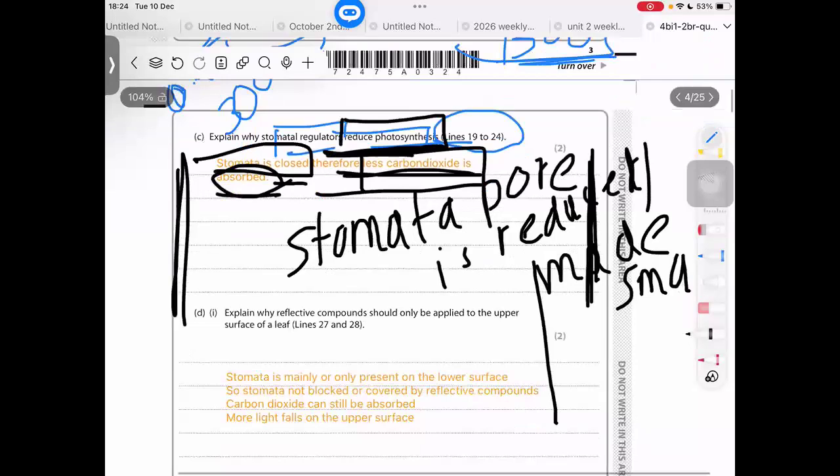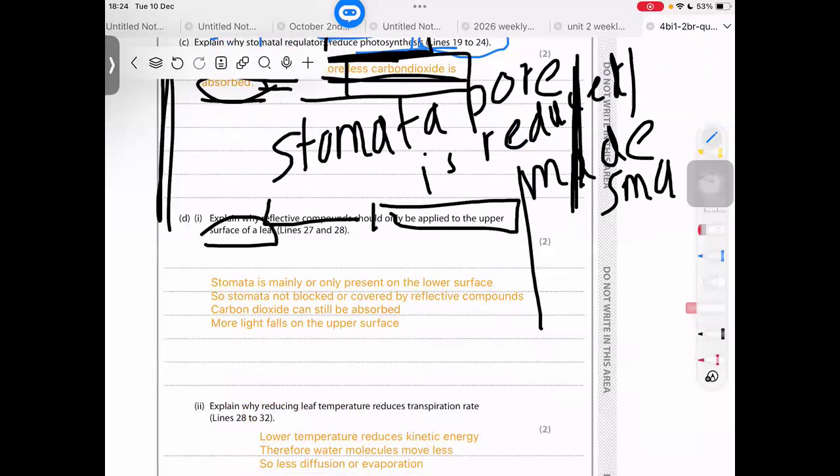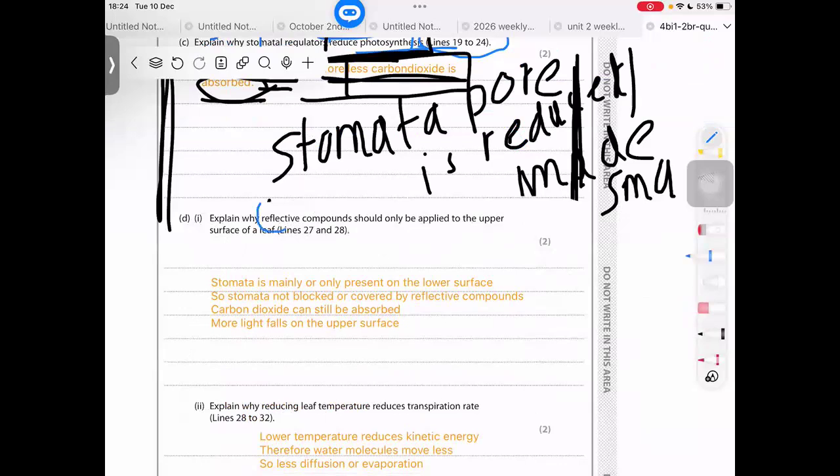Okay, right. Let's go to D1. Here they have asked, explain why reflective compounds should only be applied to the upper surface of a leaf. Now, it's not a hard question. They just have given us a new word called reflective compounds. But actually, the answer is not in that essay that they have given. It's just the word reflective compounds that is new for us.